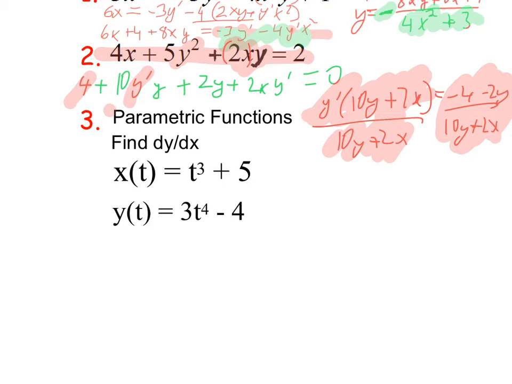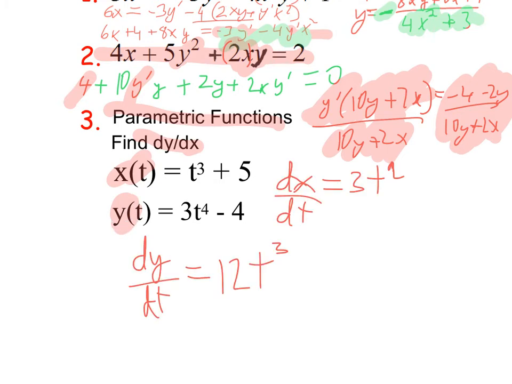Alrighty, parametric functions and find dy/dx. Let's find dx and dy just for fun. Pretty much this is going to be 3t squared, and that's going to be 0. That's going to be 12t to the third. That's going to be 0. It's actually good talking about it afterwards. It makes sure I don't make a mistake.